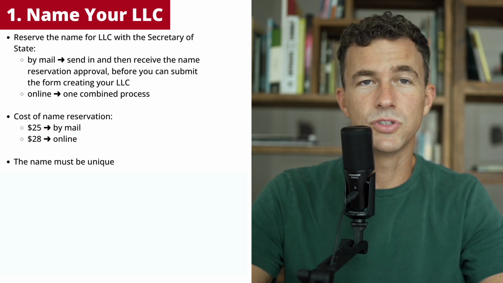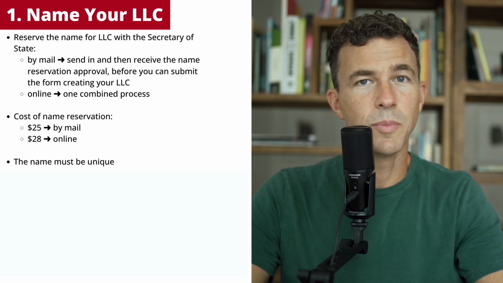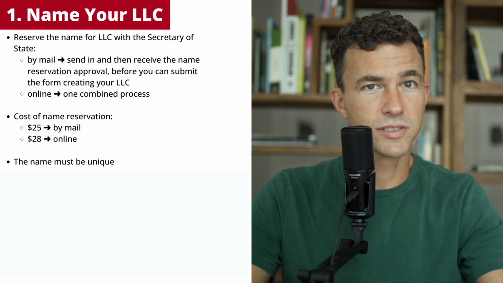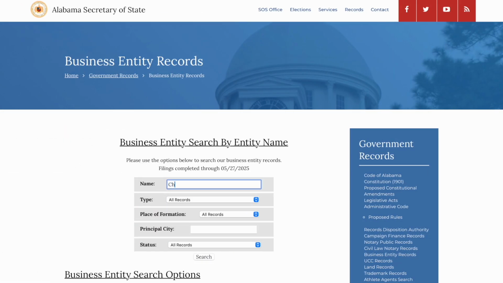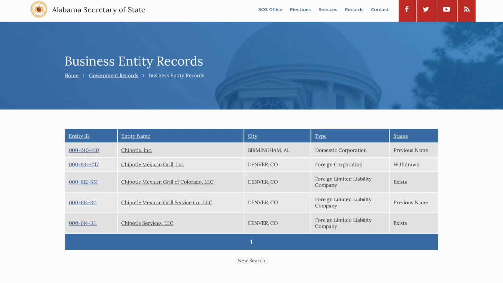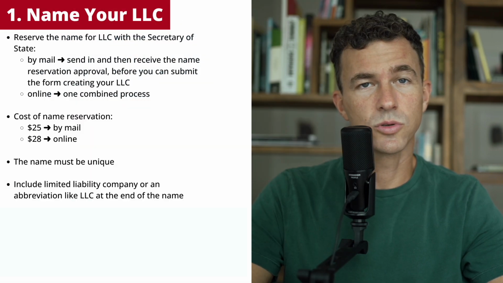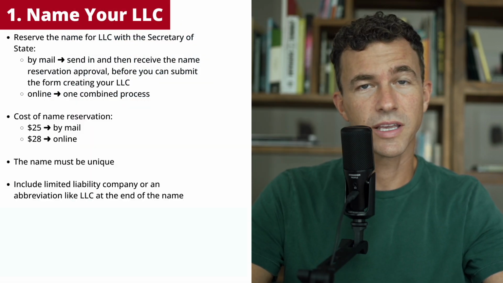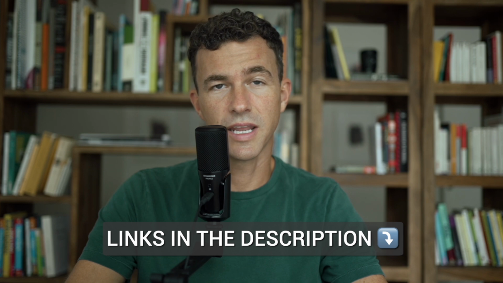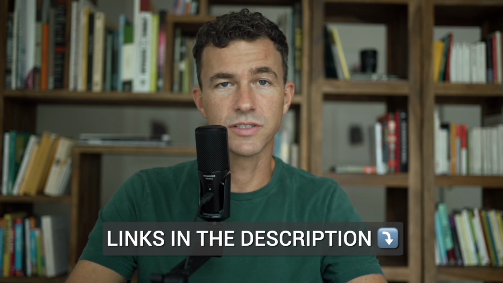The most important thing when choosing a name for your business is that it's unique. To make sure the name isn't already being used by another business in Alabama, go to this page on the Secretary of State's website and type the name you'd like to use. As you can see, you probably won't be able to name your new restaurant Chipotle. When filing with the state, include limited liability company or an abbreviation like LLC at the end of the name. You'll find links to the name search tool and everything else we talk about in this video in the description below.